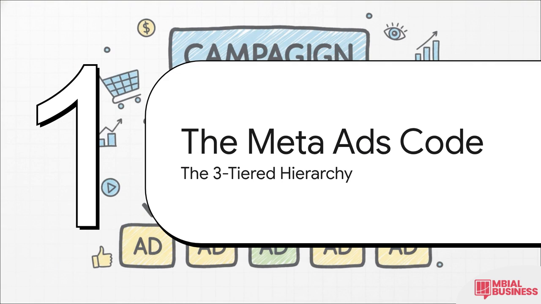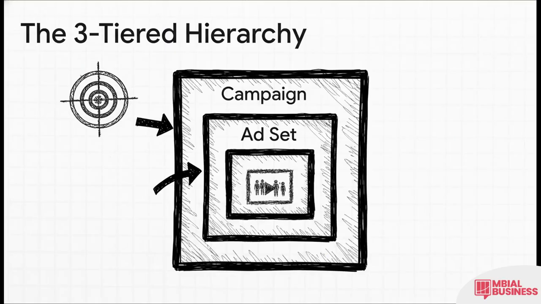Okay, it all starts right here. The entire Meta Ads platform is built on this simple 3-tiered structure. If you can master how these levels connect with each other, you'll unlock campaigns that are organized, efficient, and, most importantly, actually profitable. And here it is.